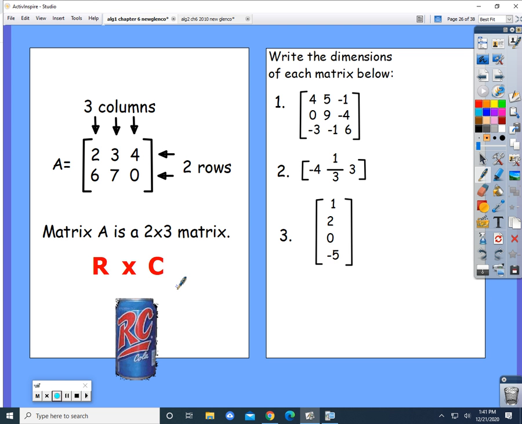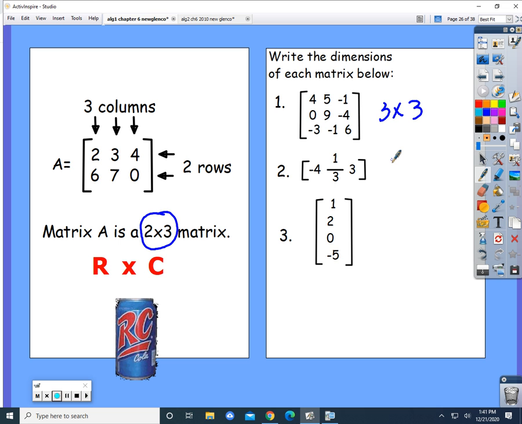The rows come first, the number of rows. So like in this capital A here, this matrix A has 2 rows. They go this way. And then it has 3 columns. So you refer to this matrix as a 2 by 3. And you write it just like that, okay? So over here, the dimensions for this one, well, that one's easy. It's a 3 by 3. You got 3 rows, 3 columns.